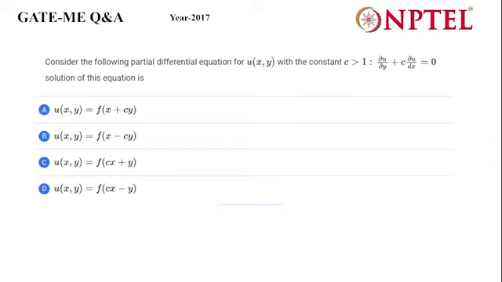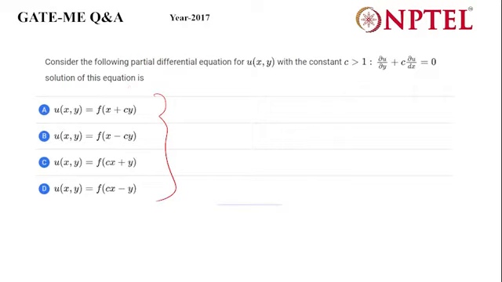So when you get a partial differential equation, as it is not in your syllabus, the first thing you should do in a GATE question is try to solve it by the options. Try to solve this question by the options. What will be the answer? And how to solve a partial differential equation, that I will tell you.